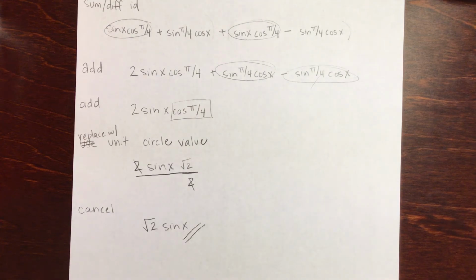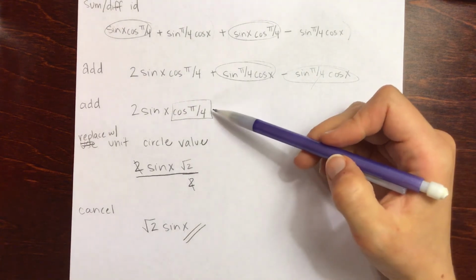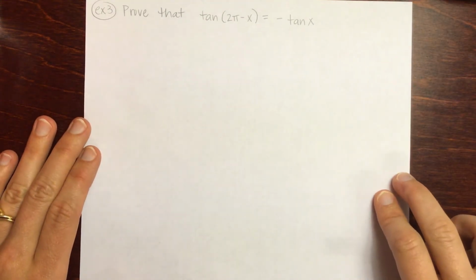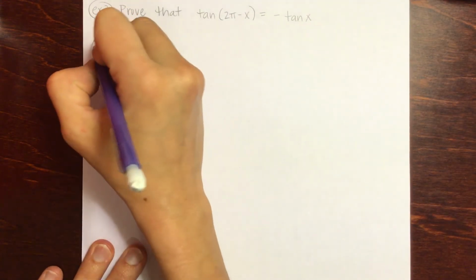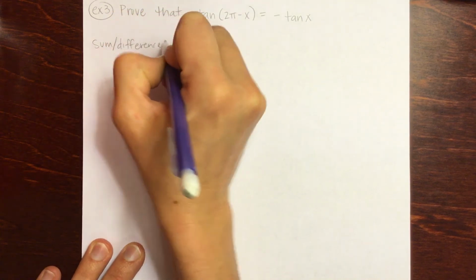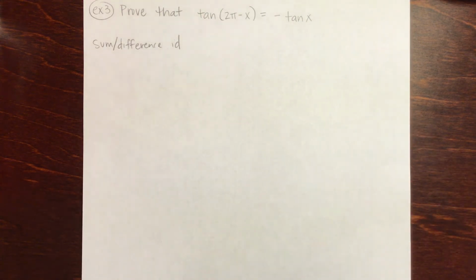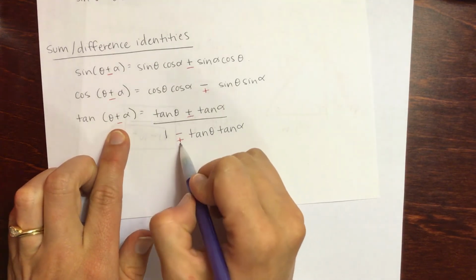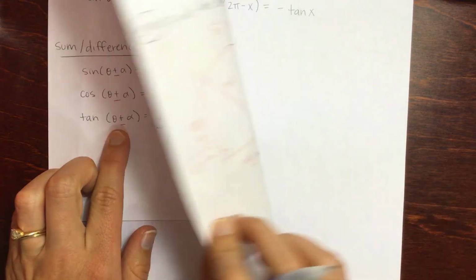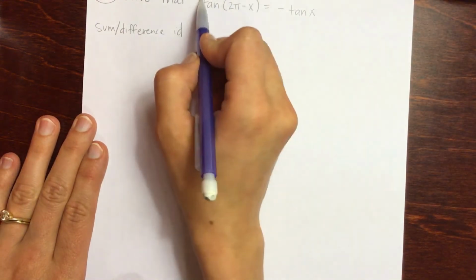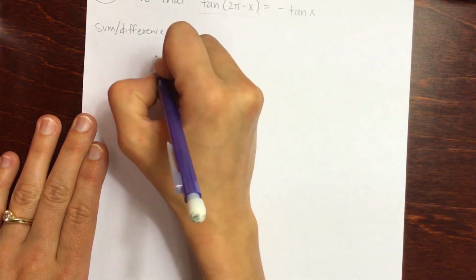Same exact process, it's just once we have it simplified, I can take it a step further by using my unit circle fractions. All right, let's do one last example. This time we're going to use the tangent identity. We don't use that one very often, but it is one that you should be able to apply. There's a minus sign there, so I want to use all of these red signs. And it is 2 pi and x instead of theta and alpha.